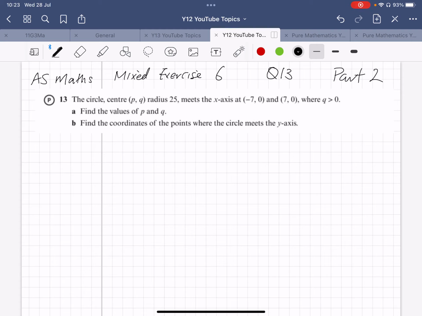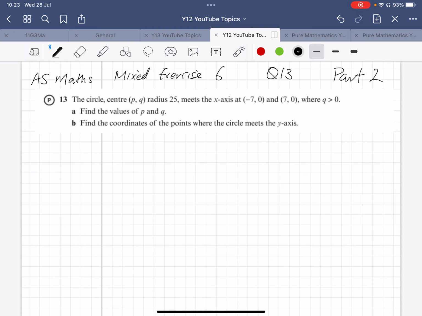So this is part 2 of question 13, a slightly different route to get to p equals 0. In part 1, we looked at the actual diagram and then worked out it's symmetrical and therefore p must be 0. If you didn't spot that, then there's another way of doing this. This part 2 concerns only how to get to p equals 0, and then the rest of the question will be identical.